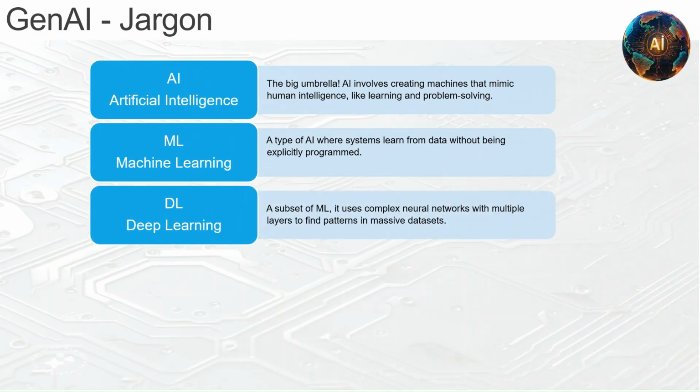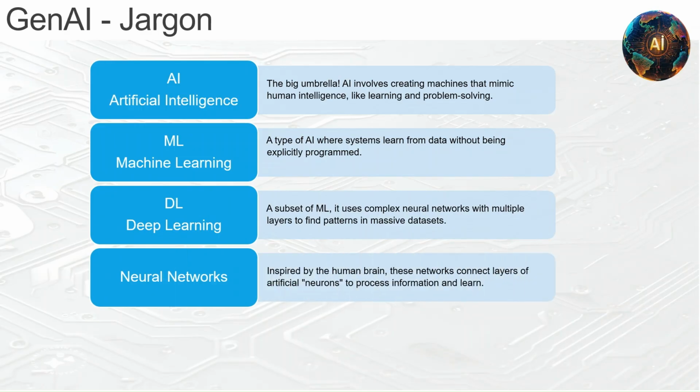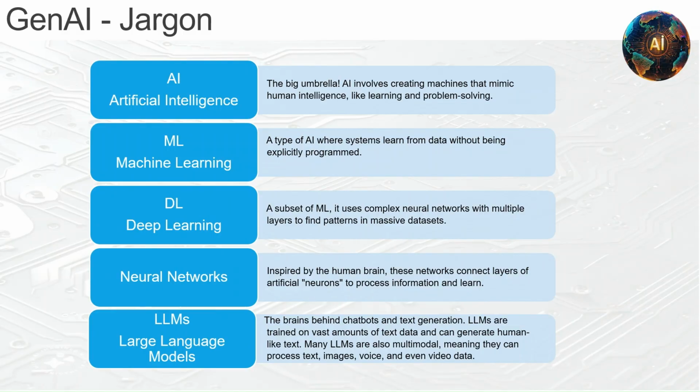Now, deep learning is a type of ML, or machine learning, which uses complex neural networks. Of course, artificial neural networks with multiple layers to find patterns in massive data sets. Now, these neural networks are inspired by the human brain, and these are connected layers of artificial neurons to process information and then to learn. Using these neural networks, we create large language models, or LLMs. LLMs are the brains behind these text and image generators. LLMs are trained on vast amounts of textual data as well as other types of data, and then they can generate human-like responses.